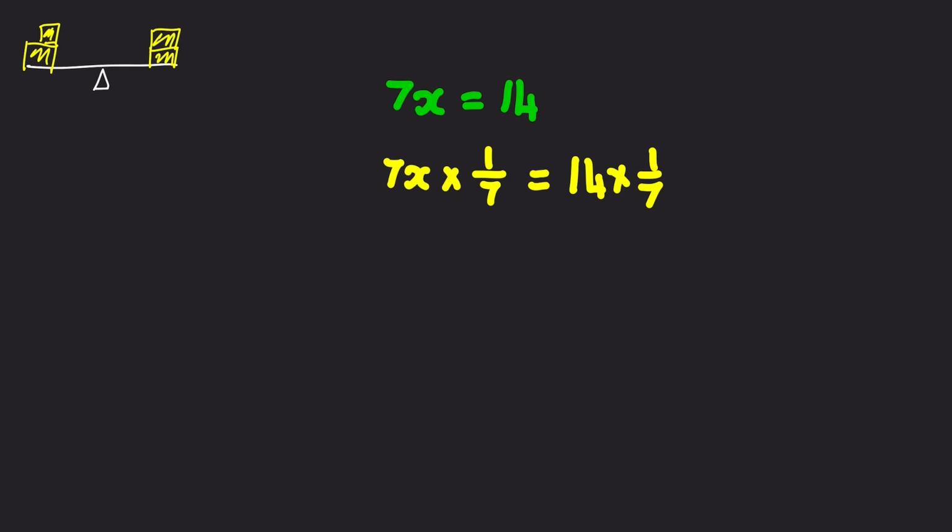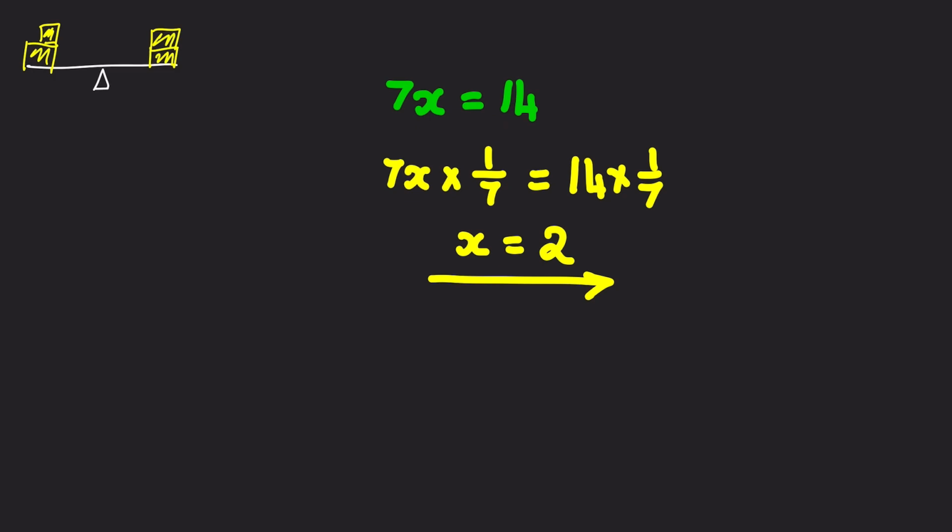So what do you get? You get x is equal to, well, 14 times 1 over 7 is 2. So x is equal to 2. And as we've said, we want x on the left-hand side equal to a value, because x is just this variable. And so technically we're saying the box of x is equal to 2, and we're multiplying that by 7.